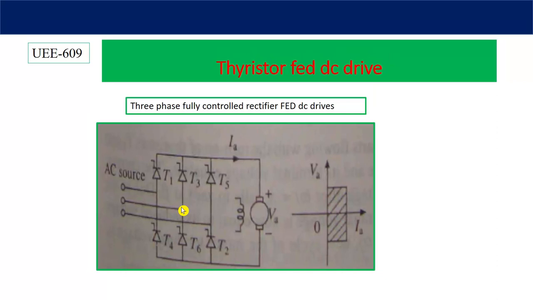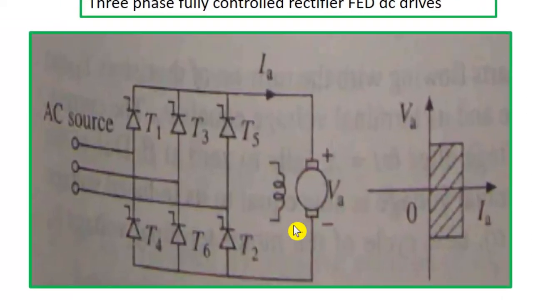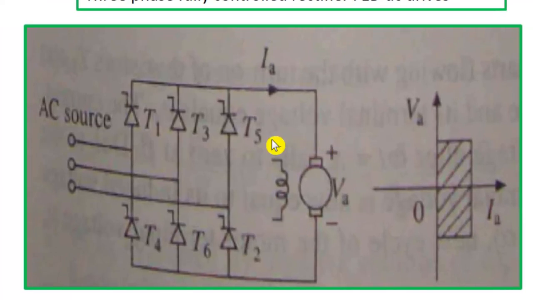Similar thing you can see in case of three phase fully controlled rectifier fed DC drives. So here it is a separately excited motor. Same thing, separate DC supply is given to this field winding, and we will control the voltage across this armature or current through this armature to control the speed.